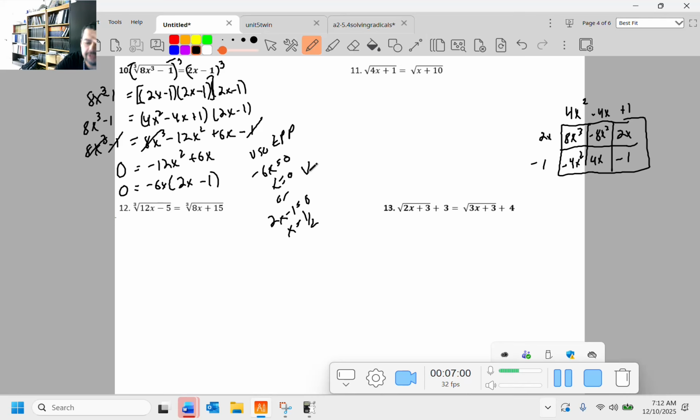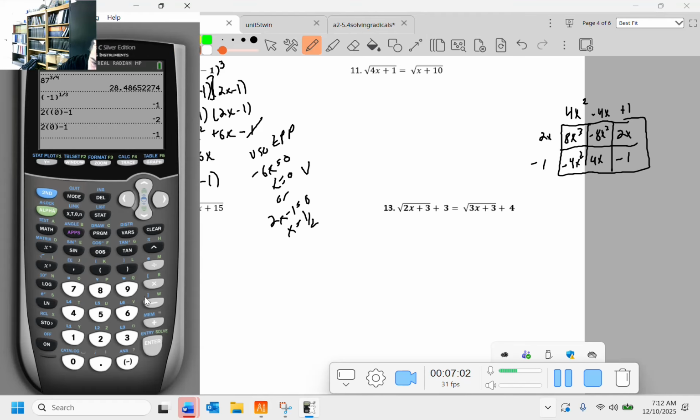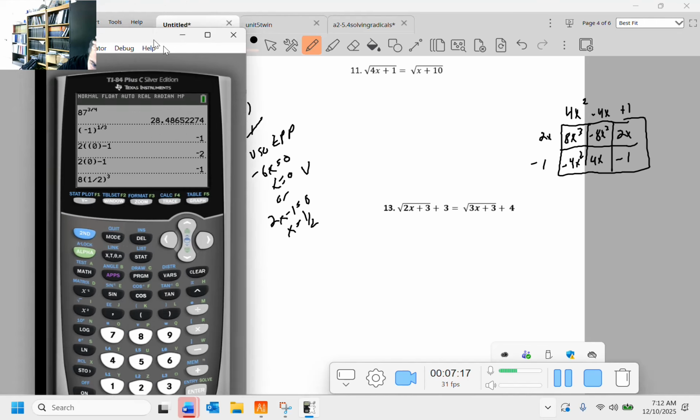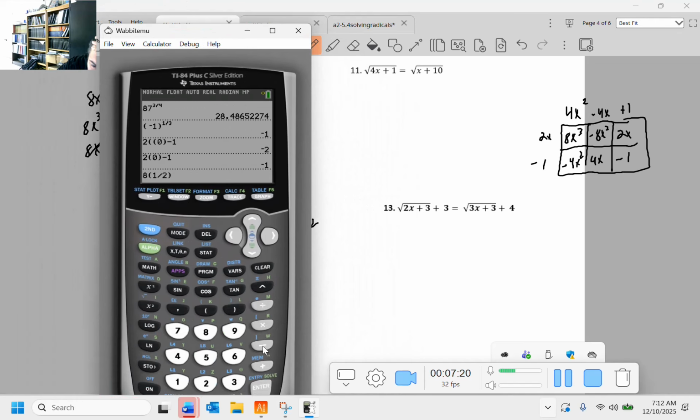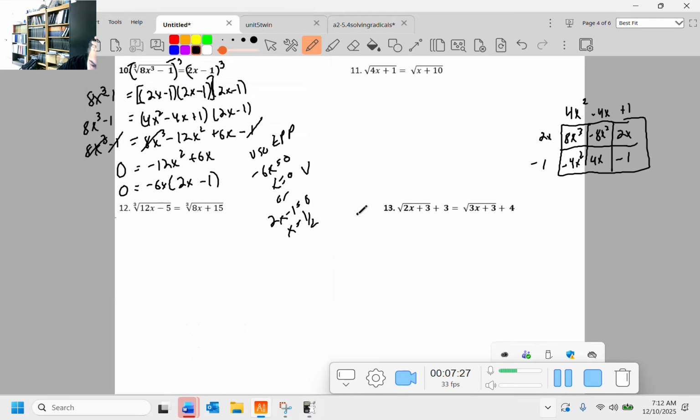So the 0 checks, it is a valid answer. Does the 1/2 check? Let's find out. So we're going to plug a 1/2 in. We have 8 times a 1/2, cubed too, and then minus 1. I am supposed to take the cubic root of that, which is obviously going to be a 0. Perfect. If I plug a 1/2 in here, 2 times a 1/2 is 1, 1 minus 1 is 0. So they both check out and they're both real. All right, so that wasn't so bad.